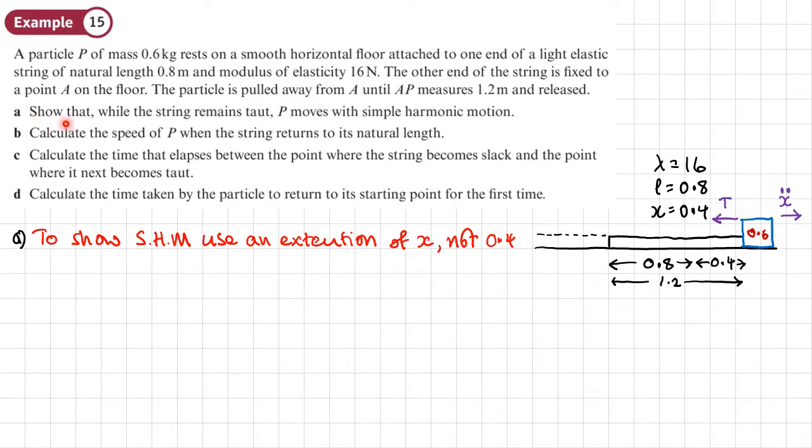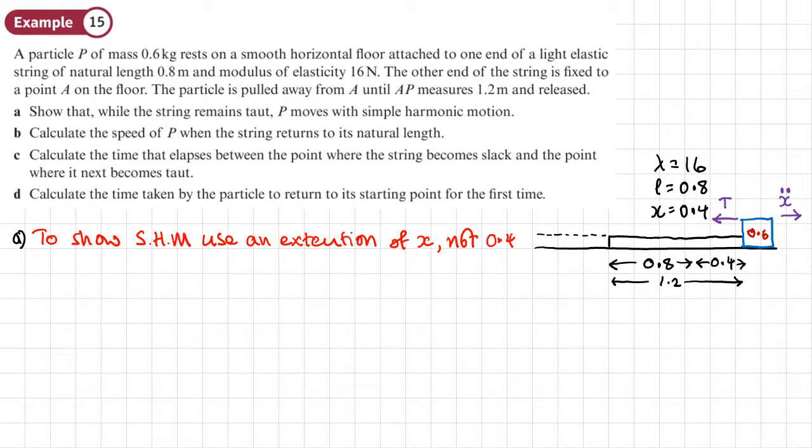So part A, it says show that while the string remains taut, particle P moves with simple harmonic motion. Now if we're going to do that, then we need to use in our working an extension of x, not of 0.4. We want to show for a general case of an extension of x that we have simple harmonic motion. So we don't use a 0.4 because that's a particular case. We want to show for a general case.